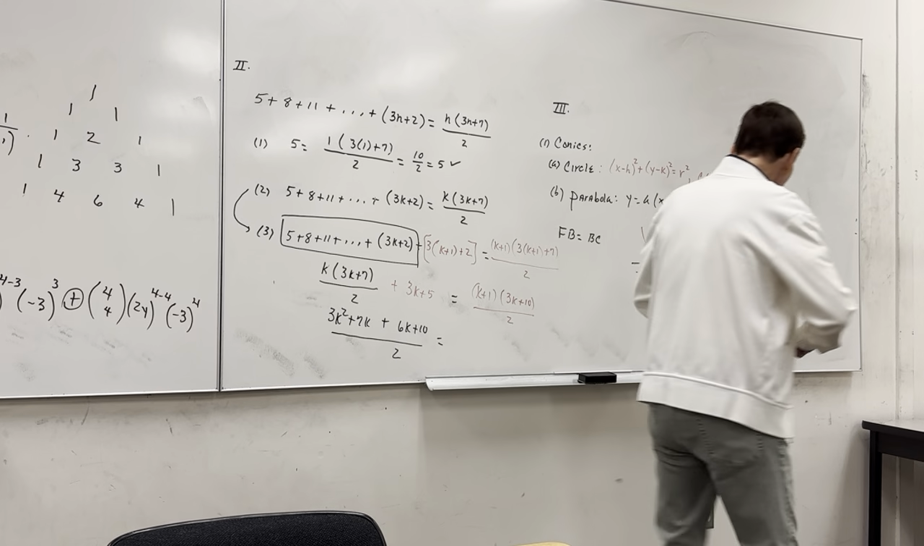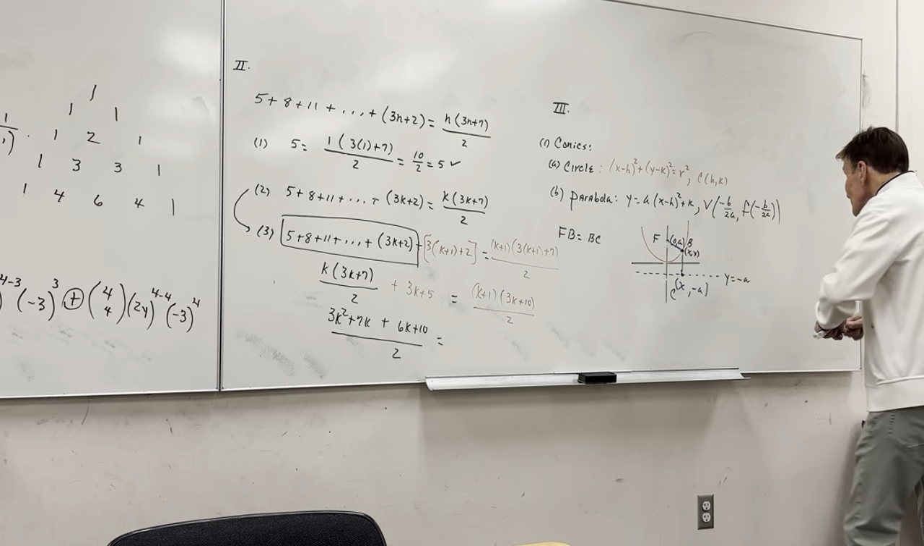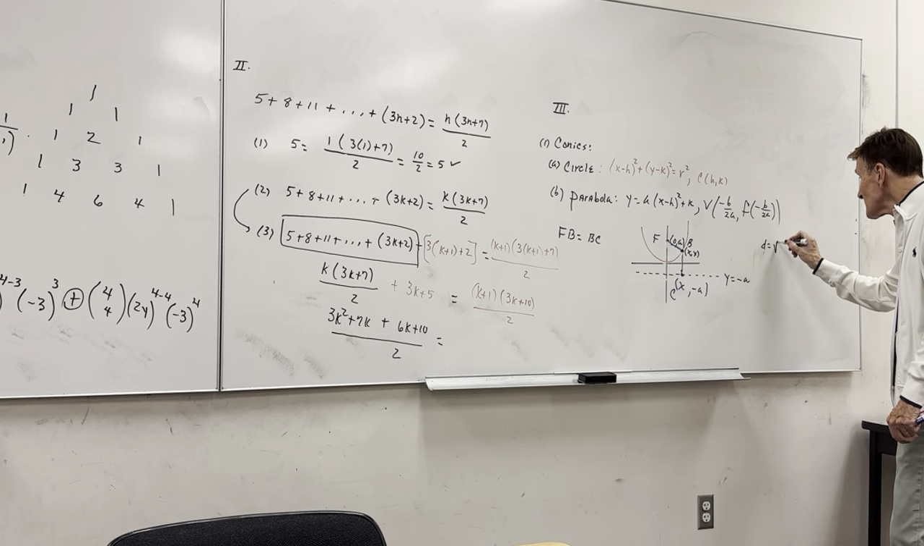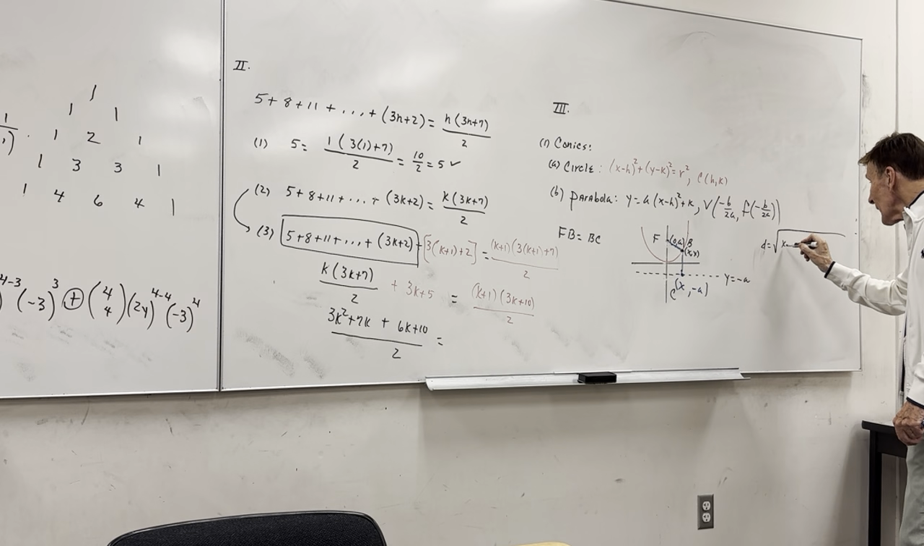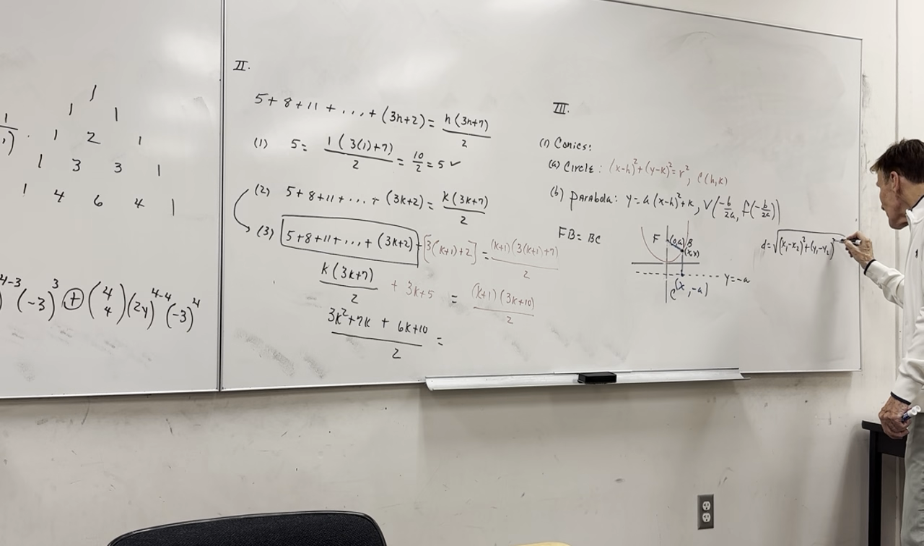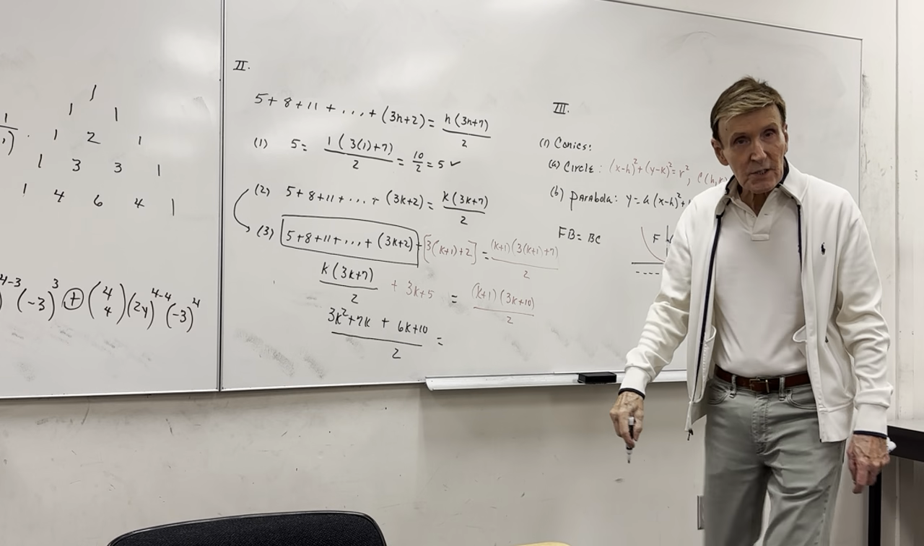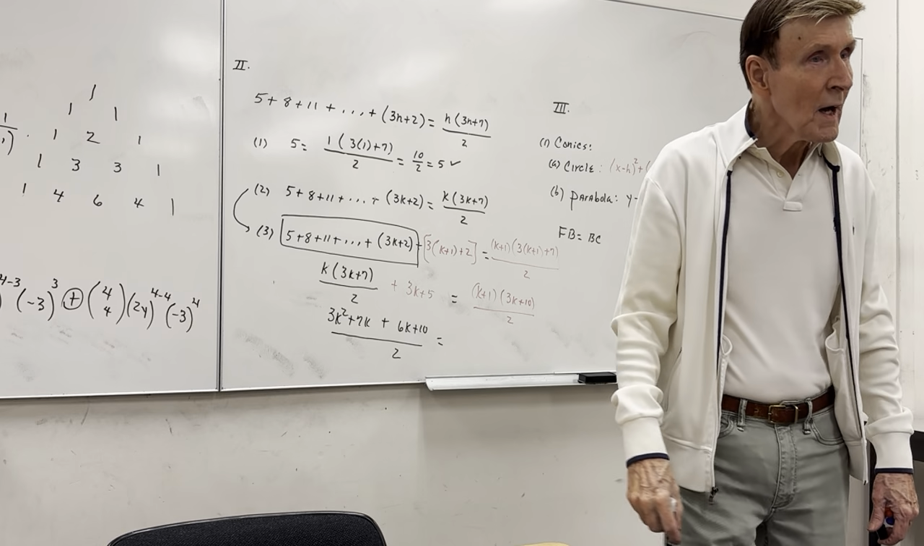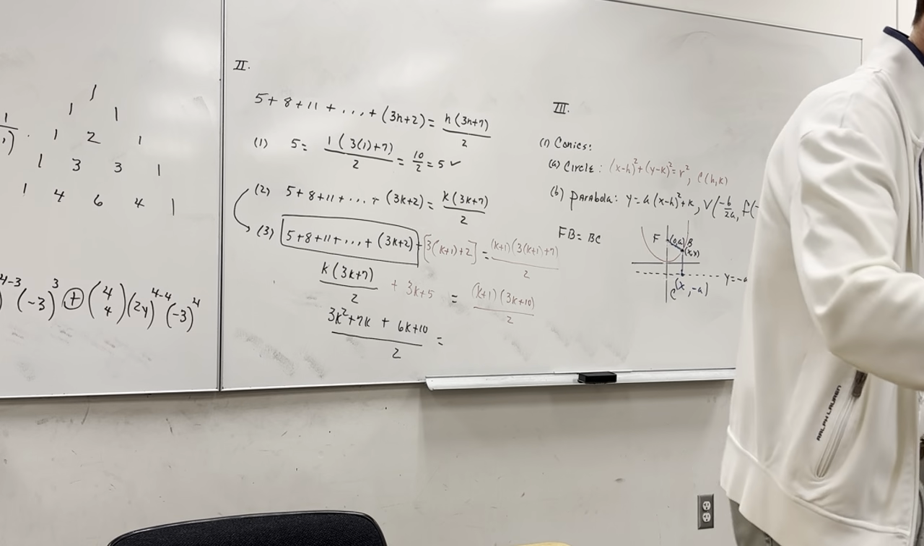The distance formula, D is equal to the square root of x1 subtract x2 squared, plus y1 subtract y2 squared. That's the distance formula. All I need to do is replace in that distance formula my coordinates.